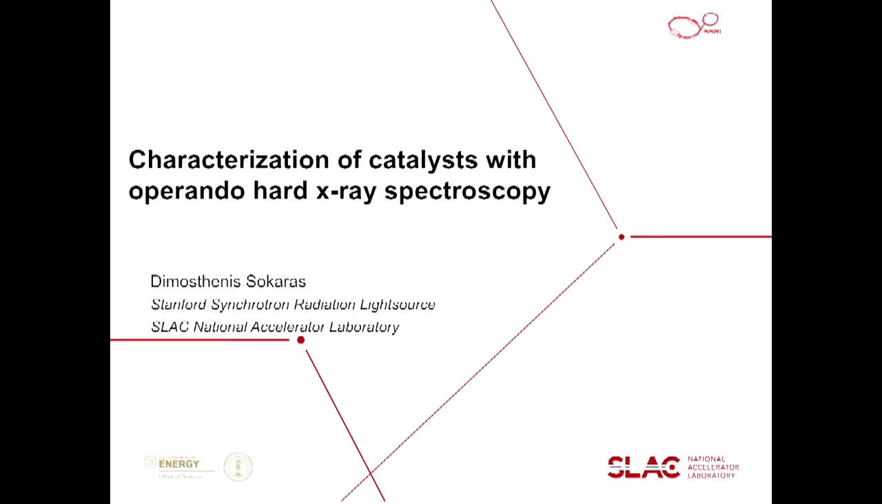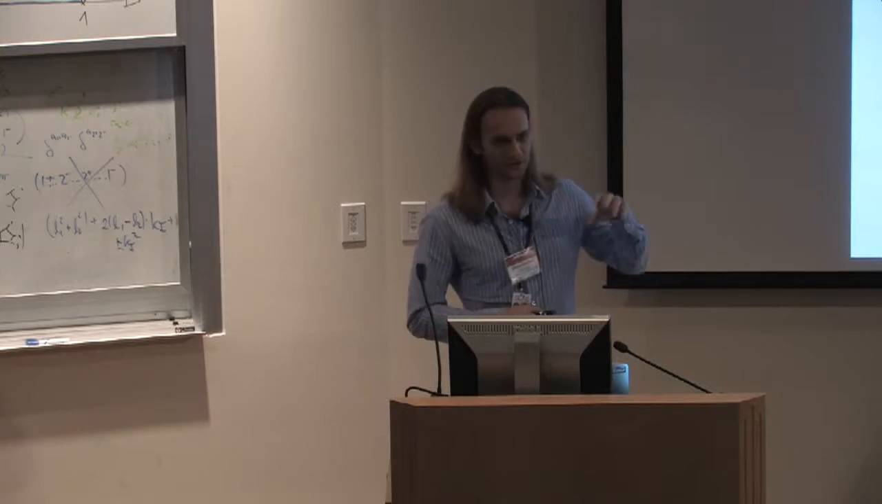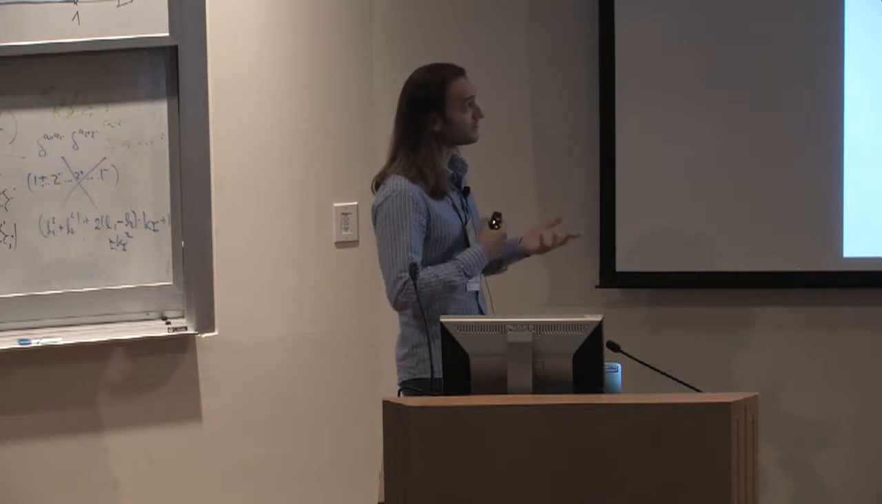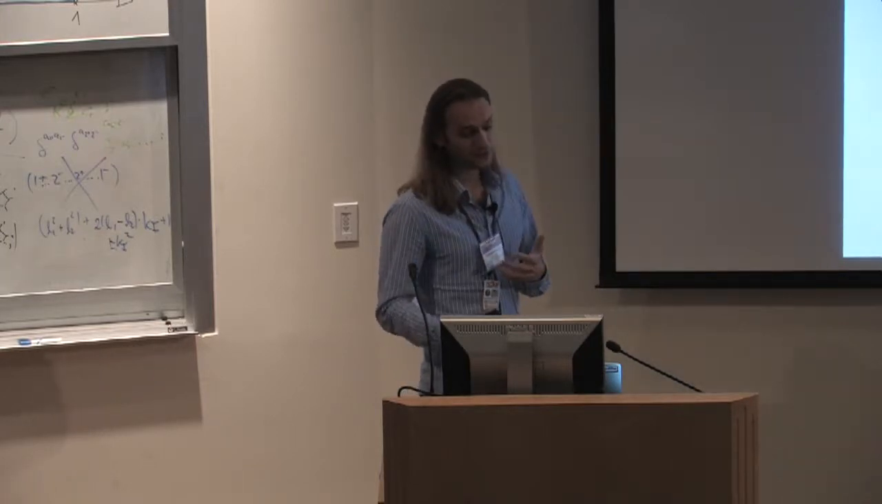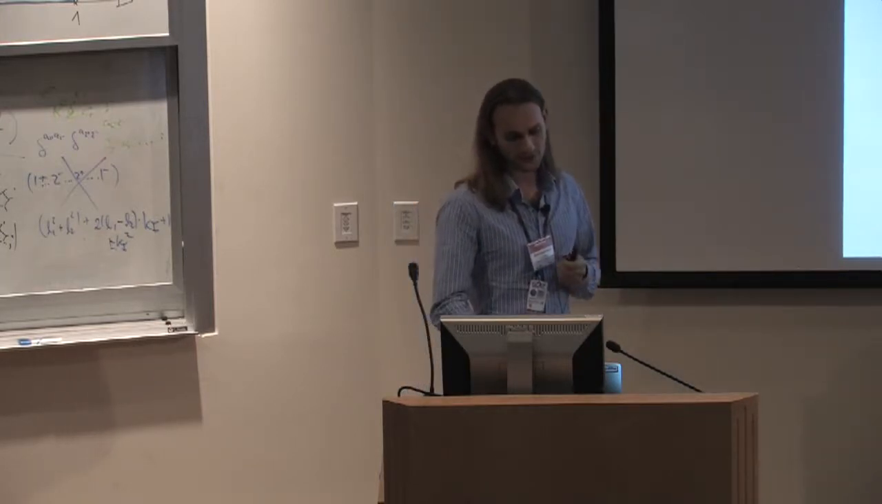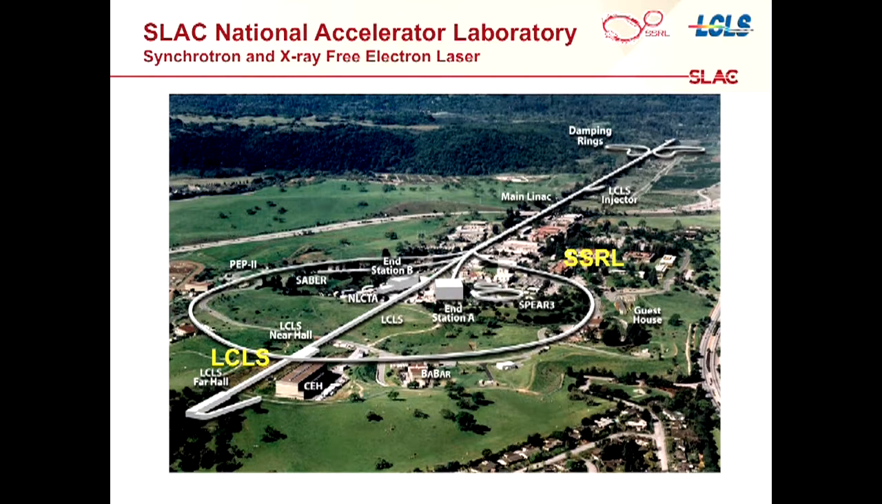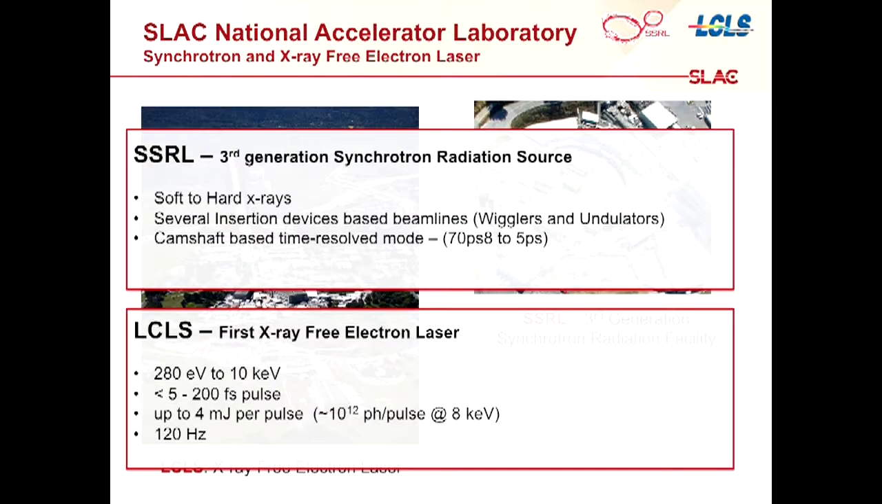We're going to have some introductory parts here that have to do with spectroscopy, with techniques, and with some things that we should take care of when we do spectroscopy experiments, especially operando approaches. Most likely you have seen this picture many times in this school, I assume. It shows the facilities we have here at SLAC when it comes to X-ray sources: the LCLS, the X-ray free electron laser, and SSRL for the more static kinds of measurements that we will approach here.